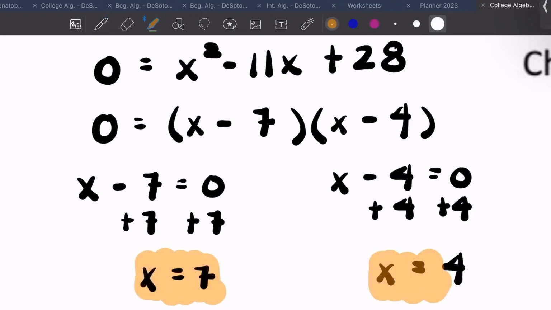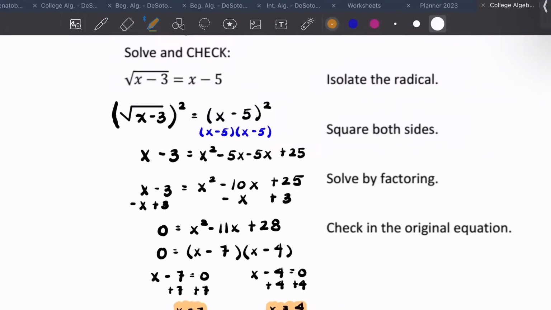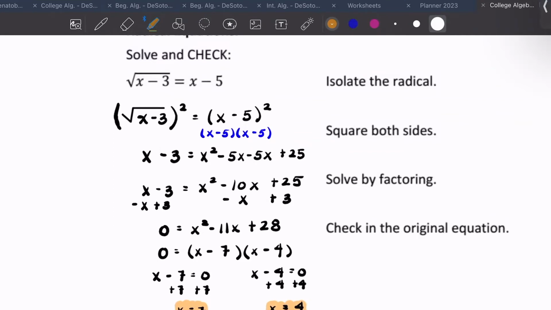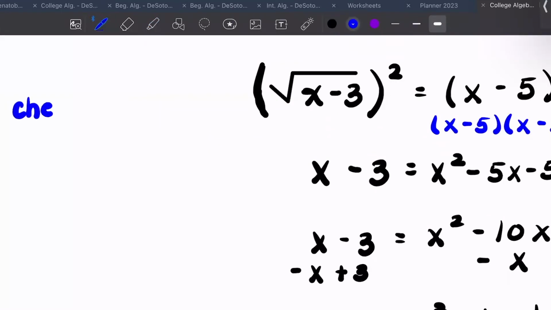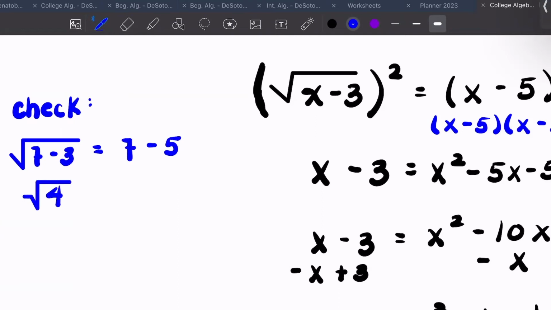Okay, so x equals 7, x equals 4 are the numbers that we got, right? But now we're going to need to check them and see if I actually get something that's true, okay? So we can do our check right here. We got x equals 7. So we have the square root of x minus 3, so 7 minus 3 equals 7 minus 5. So we get the square root of 4 equals 2. The square root of 4 is 2, and 2 does in fact equal 2. So this is true. All right, so our x equals 7 works.